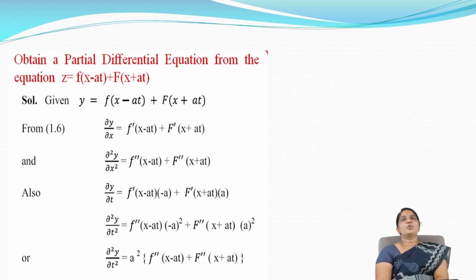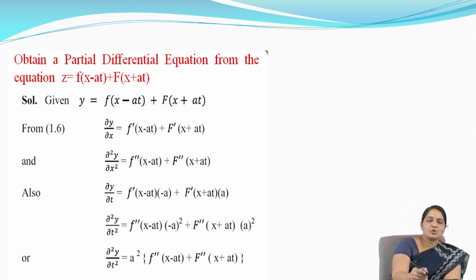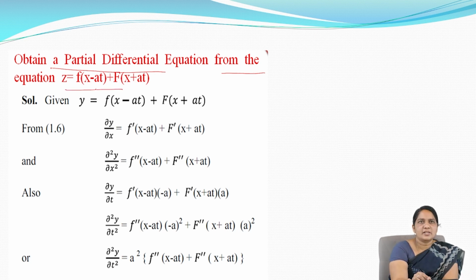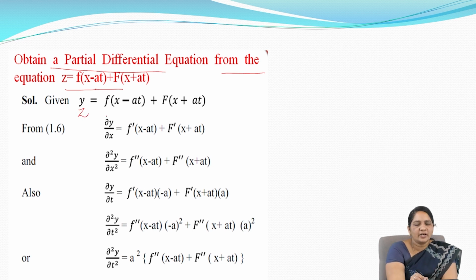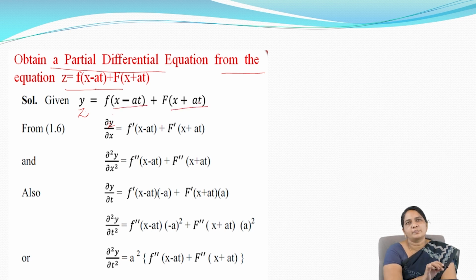So I am going with one more example to get clarity about eliminating arbitrary functions. Obtain the partial differential equation from the equation z equals f of (x minus at) plus f of (x plus at). Here we can take this as z or phi also. If you are writing y here, we have to follow the notation according to that. We are having z, so we have to write z here. So here I am taking y equals f of (x minus at) plus f of (x plus at).